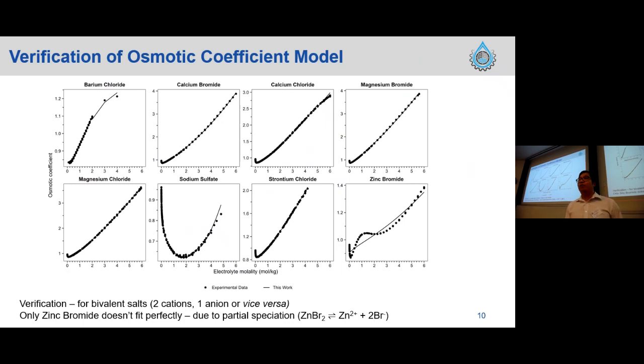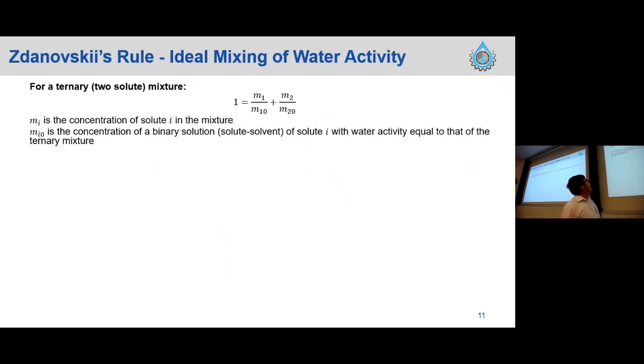So we now have a model for single salts. How do we then account for the effects of mixed electrolytes? In order to achieve this, we use something called Zdanovskii's rule, which you can boil down to an ideal mixing of water activity.